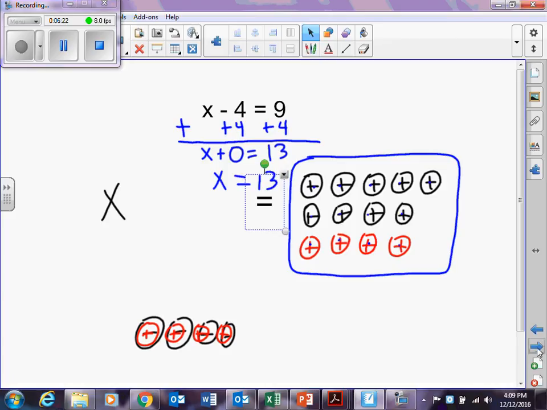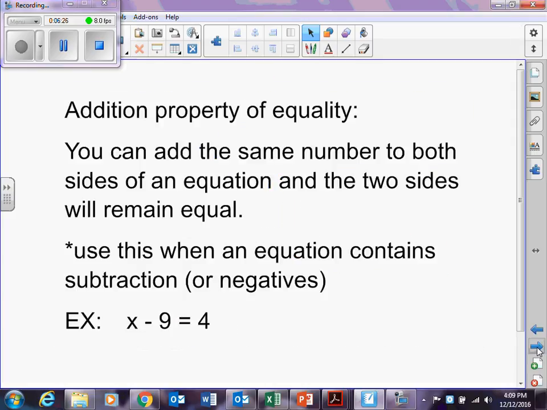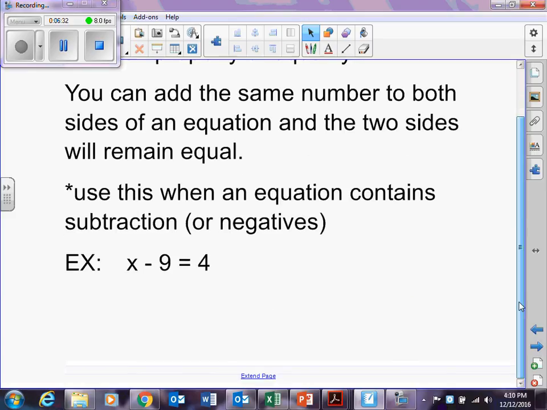Okay, so this goes with the addition property of equality. This means that we can add the same number to both sides of an equation, and the two sides will remain equal. You're going to use this when your equation contains subtraction or negatives. So whenever you see x with a negative number, it looks like subtraction or even adding a negative, you are going to use this property.